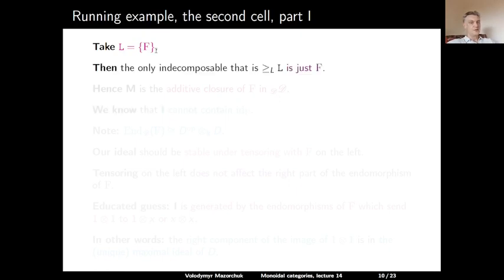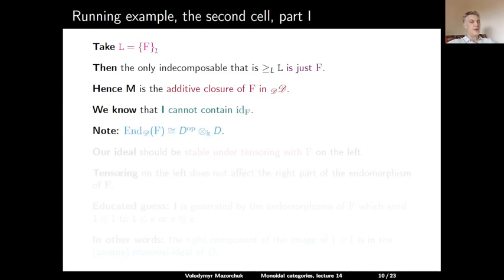Then the only indecomposables which are left greater than or equal to F is just F. So M, our D module M, is actually the action of D on the additive closure of F. It's a submodule of the left regular D module. In this case, we know that the maximal ideal cannot contain the identity on F. So it's some proper ideal of our additive category M.